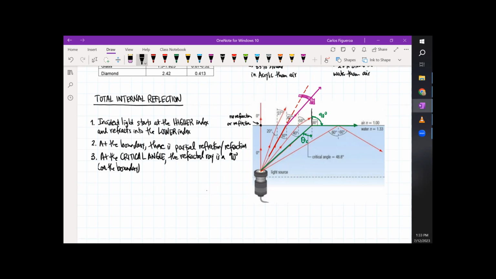So then we say here that for any angle greater than theta critical, it still internally reflects.